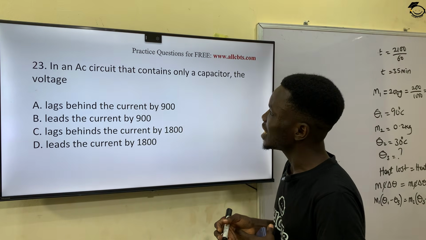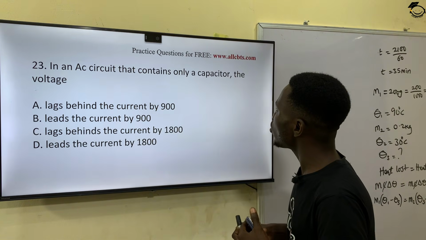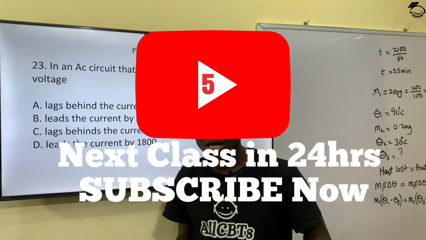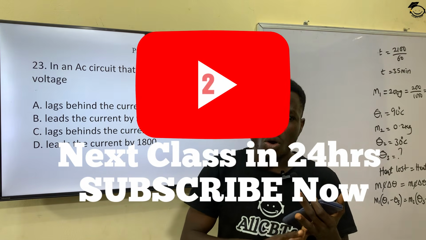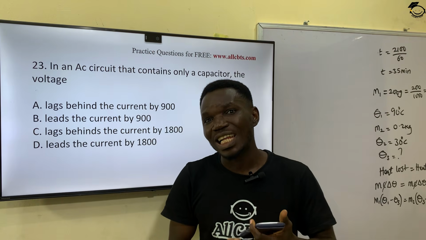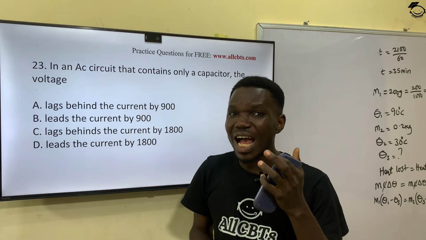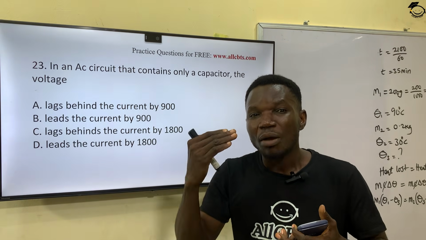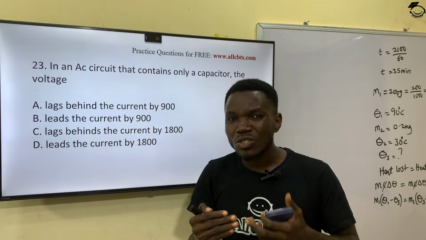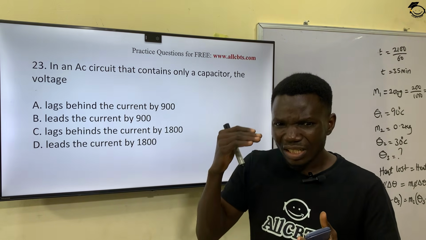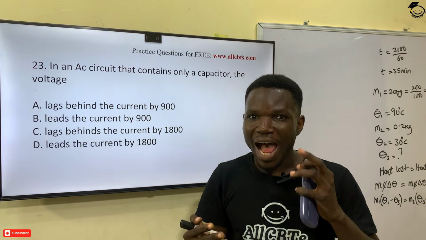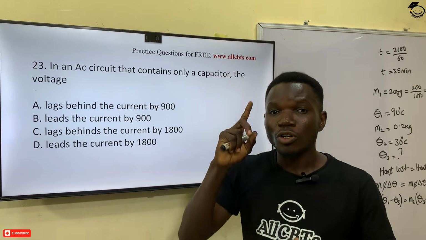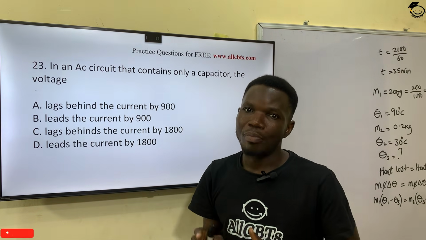It says, in an AC circuit that contains only a capacitor, the voltage dash. So in an AC circuit that contains only a capacitor or an AC circuit that contains only an inductor, if it contains only an inductor, it means that the voltage will be leading the current by 90 degrees. But if it contains only a capacitor, it means that the current will be leading the voltage by 90 degrees. If it contains only inductor, the voltage will be leading by 90 degrees. If it contains only a capacitor, the current will be leading by 90 degrees.